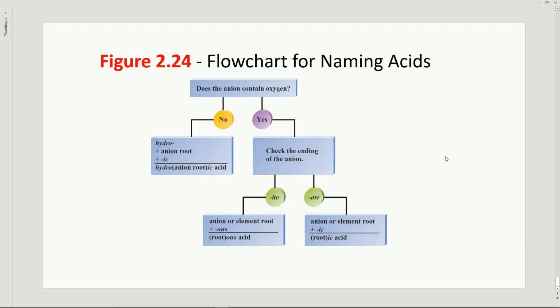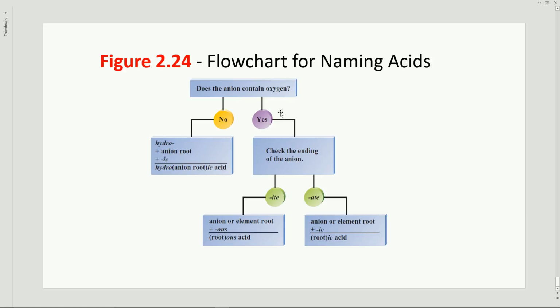Okay. So now we can look at a flowchart for naming acids. So if it is an anion that contains oxygen, if you say no, then you add hydro plus the anion root and ic. So hydro, the anion root, ic acid. So hydrochloric acid, hydrofluoric acid, things like that.